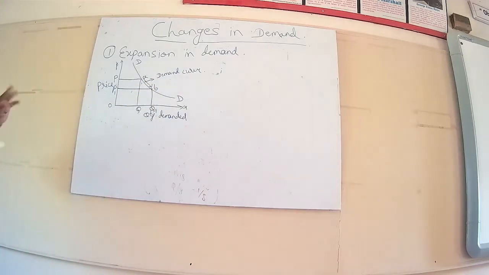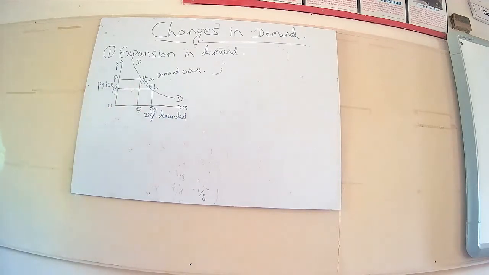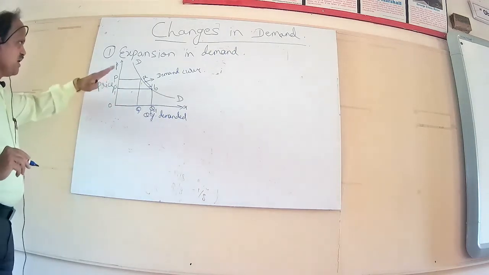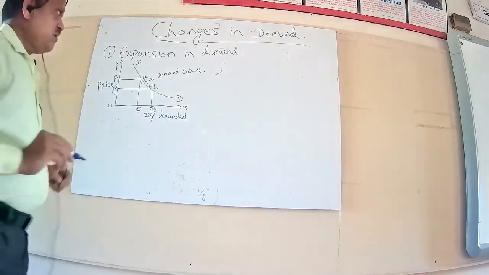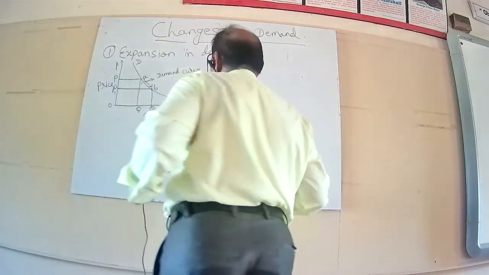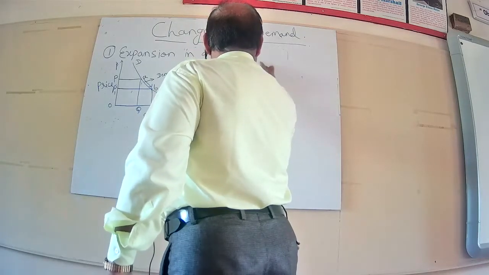The arrow mark shown in this diagram shows the movement of the consumer on the same demand curve, that is from A to B. So this is expansion in demand or extension in demand. Now let us study the second type, contraction in demand.